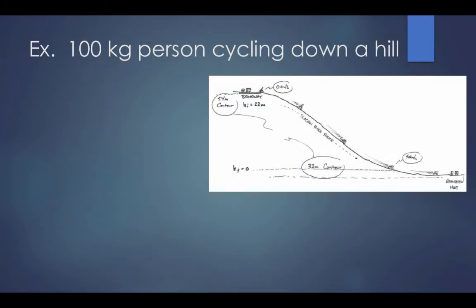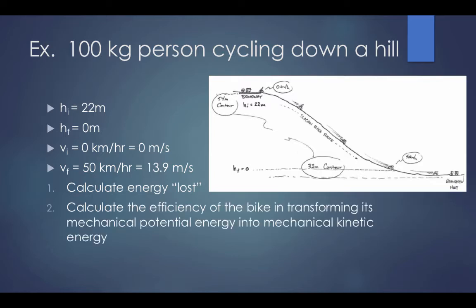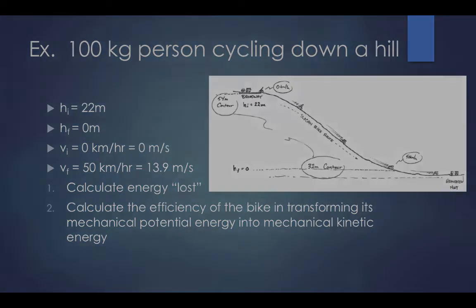Here are the known and given values. Initial height of the bike is 22 meters. The final height of the bike is 0 meters. The initial velocity of the bike is 0 kilometers per hour, or 0 meters per second. The final velocity of the bike is 50 kilometers per hour, or approximately 13.9 meters per second. We will calculate the energy that is lost, or escapes from the system, and then we will calculate how efficient the bike is in transforming the potential energy into kinetic energy.